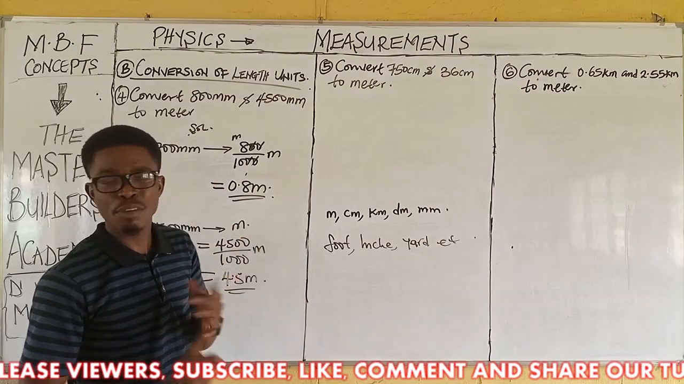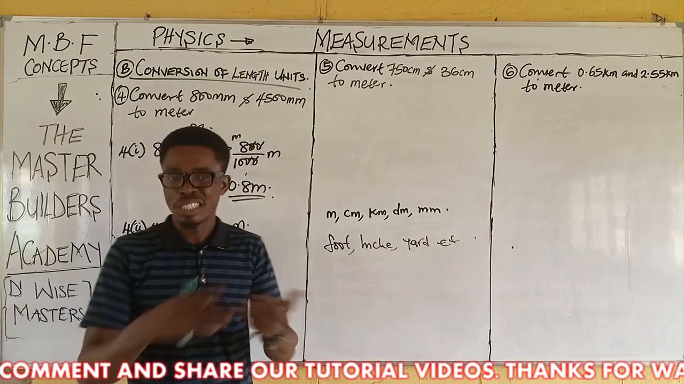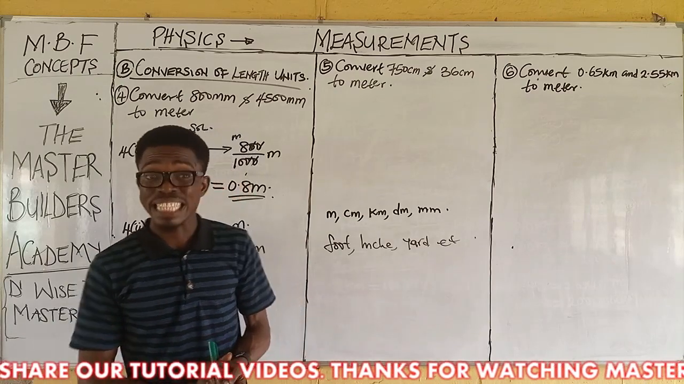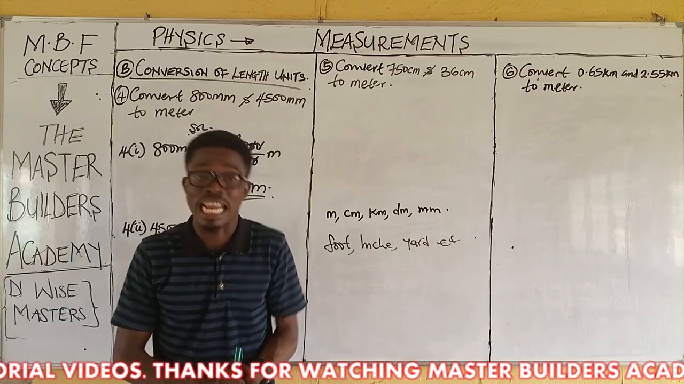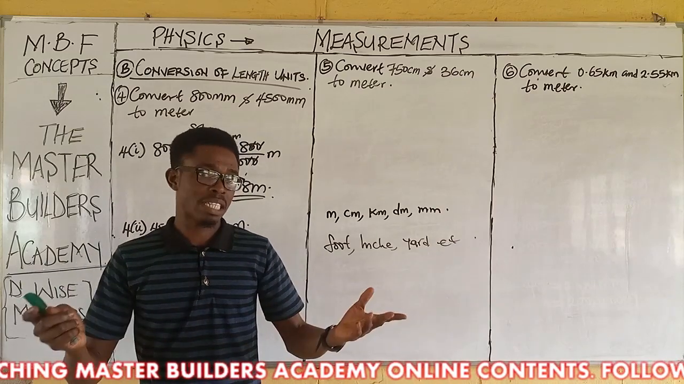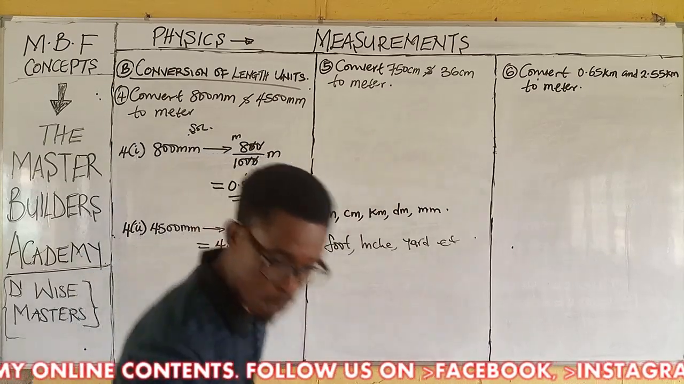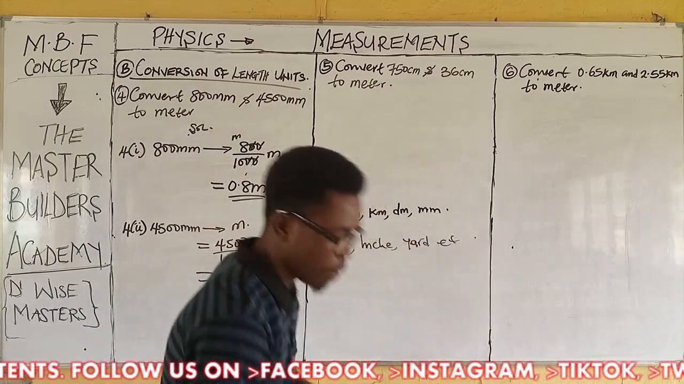So don't forget, anytime you are given the unit of length, height, or distance in millimeters, you must convert to meter. And how do you convert to meter? You simply divide the given value by 1,000. Hope this is gotten. Now, let's look at the next page of our board.